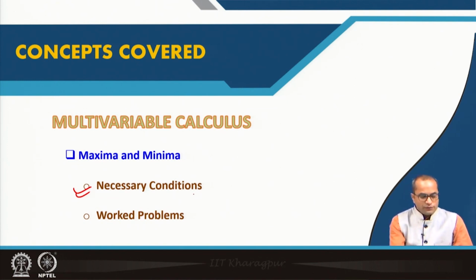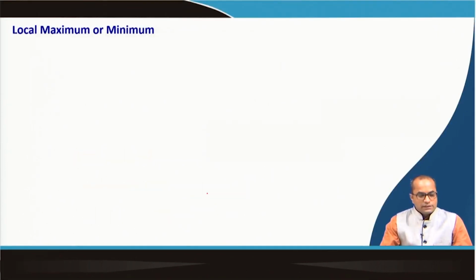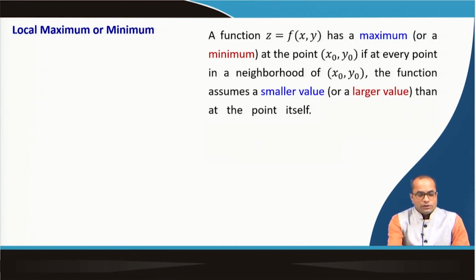So, before we go to the necessary conditions, let me just introduce what we mean by local maximum, local minimum, and there are a few more terminologies which need to be cleared before we go for the necessary conditions. So, a function z is equal to f x y, we have already discussed such kind of functions of 2 variables, has a minimum or maximum. Let me just introduce the maximum first.